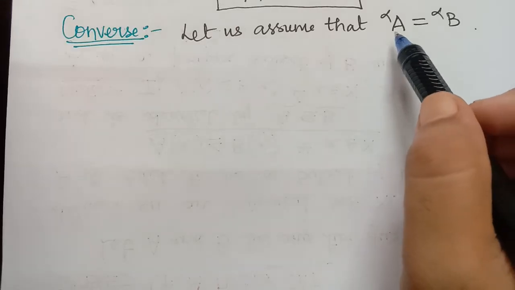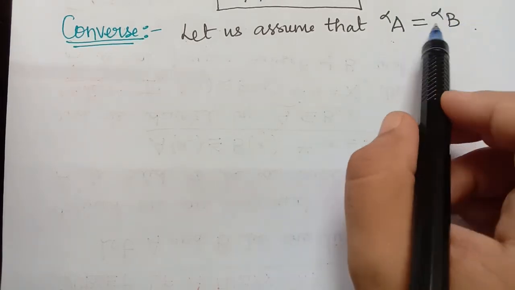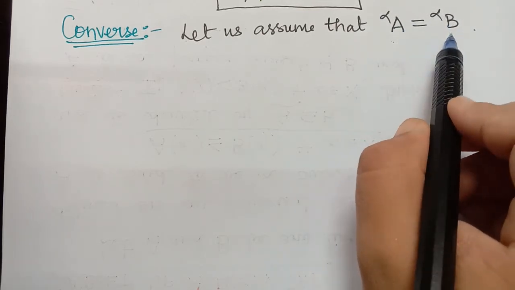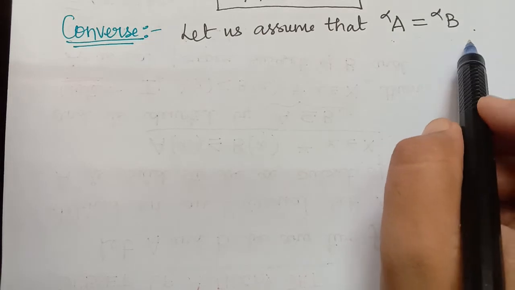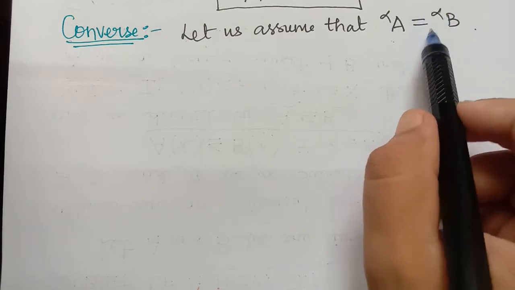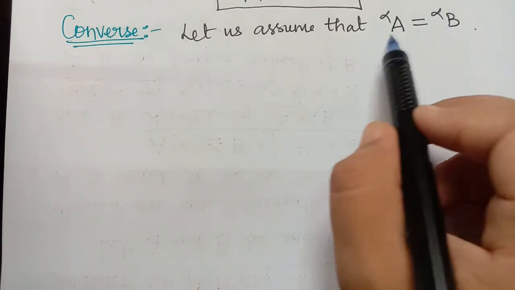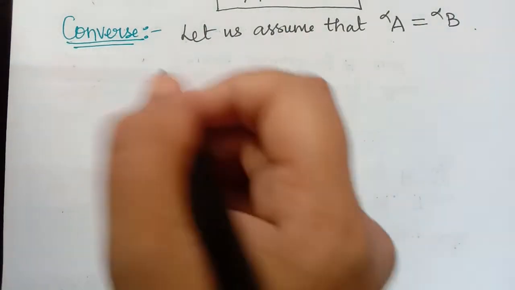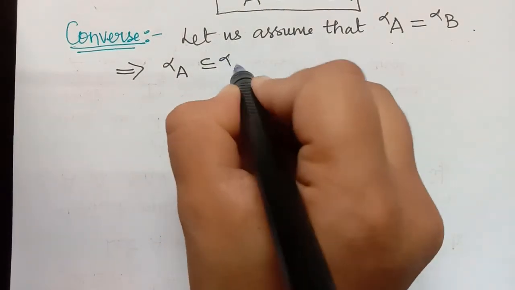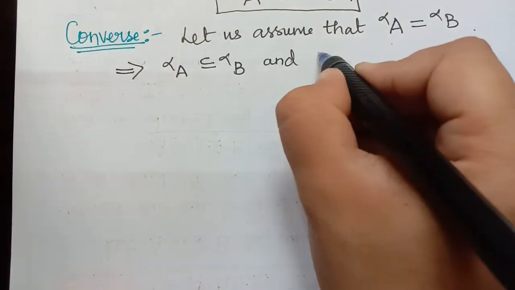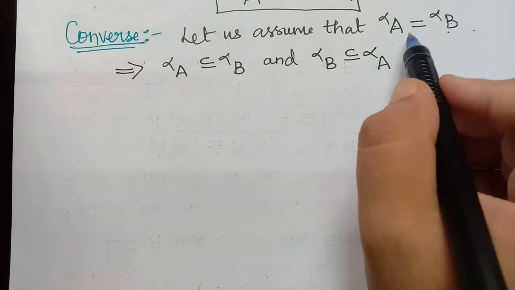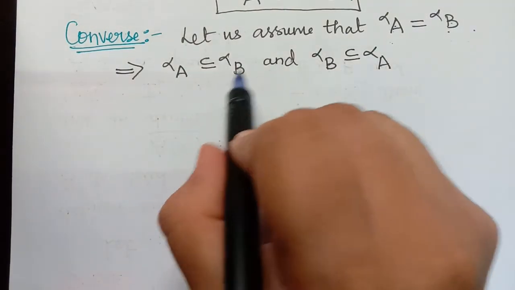Now alpha cut of A is a crisp set. Alpha cut of B is also a crisp set. Now in set theory, two sets are equal if each is a subset of the other. That is, alpha cut of A will be a subset of alpha cut of B, and alpha cut of B will also be a subset of alpha cut of A. This is by set theory. So because of this assumption, it implies that alpha cut of A is a subset of alpha cut of B, and also alpha cut of B is a subset of alpha cut of A, because they are equal to one another. For crisp sets, we can write like this.